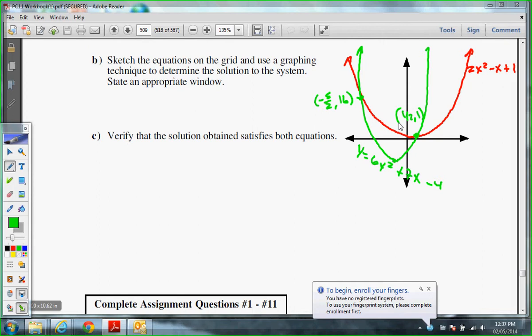For your calculator, a good window to use, your x min can be negative 5, your max 5, y min negative 10, y max 30. It's a good window if you're looking on your calculator.